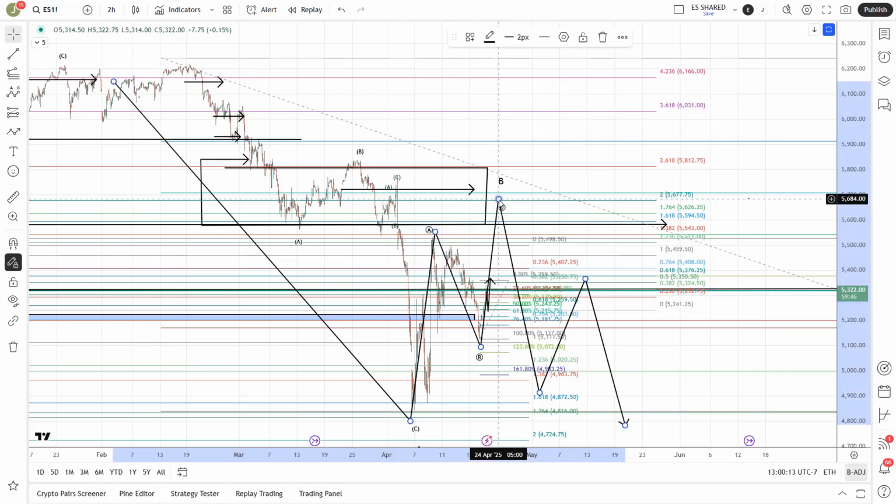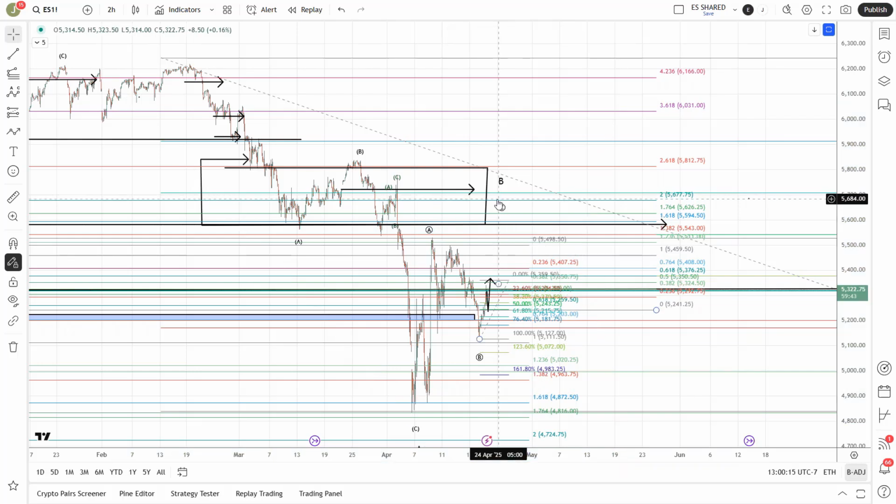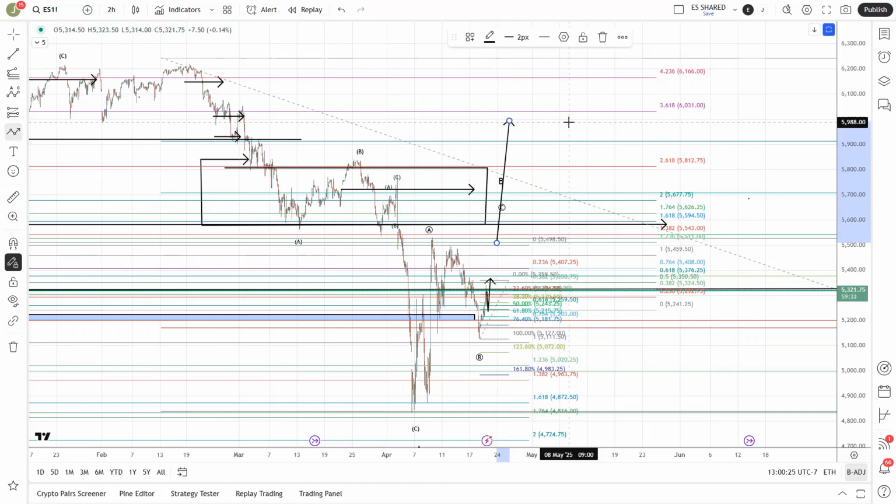I do suspect at some point over the next week or so, we will be in this box. And then what happens from there is important. Can the bulls blow directly through this box without stopping? Yeah, they can. Is that likely? It is not the most likely scenario.